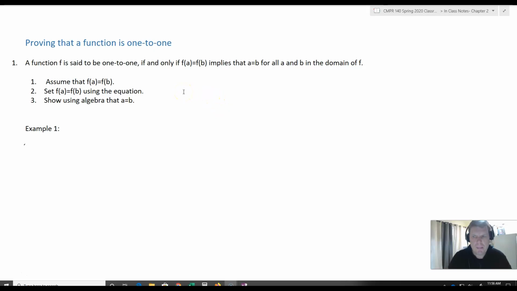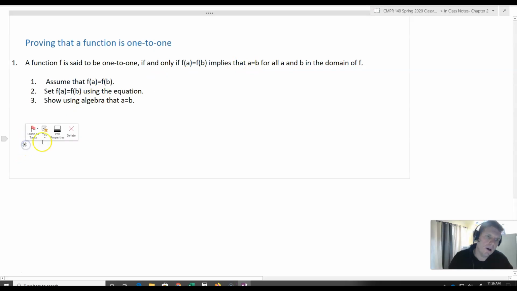So we're going to remember first the definition. A function is said to be one-to-one if and only if f of a equals f of b implies that a equals b, for all a and b in the domain of f. We're going to use that definition in order to prove that the function is in fact one-to-one, or to disprove that it is.